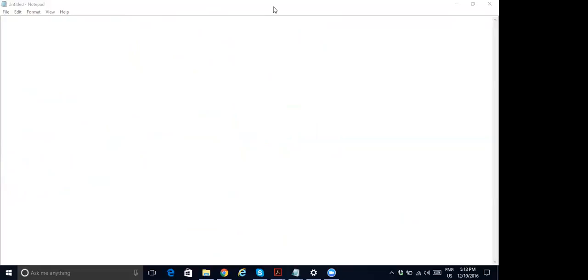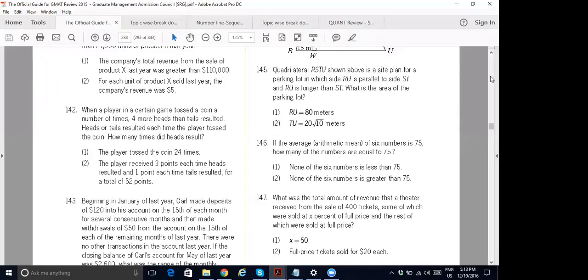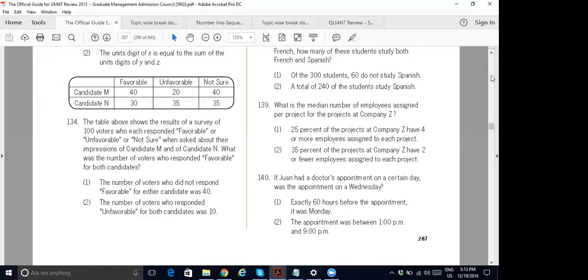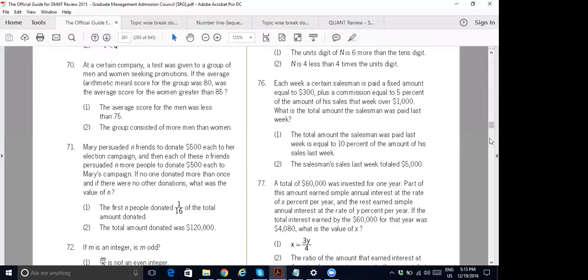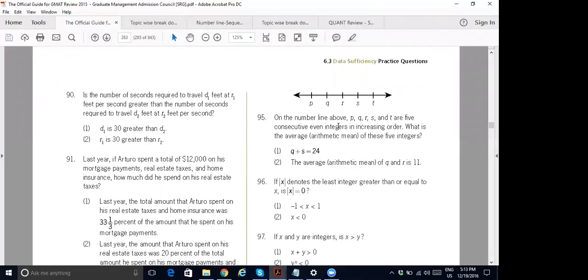Now, okay, there is a question. Question number 90, I think, of data sufficiency. You can try this one, and we will discuss this question. Question 90. Yes.